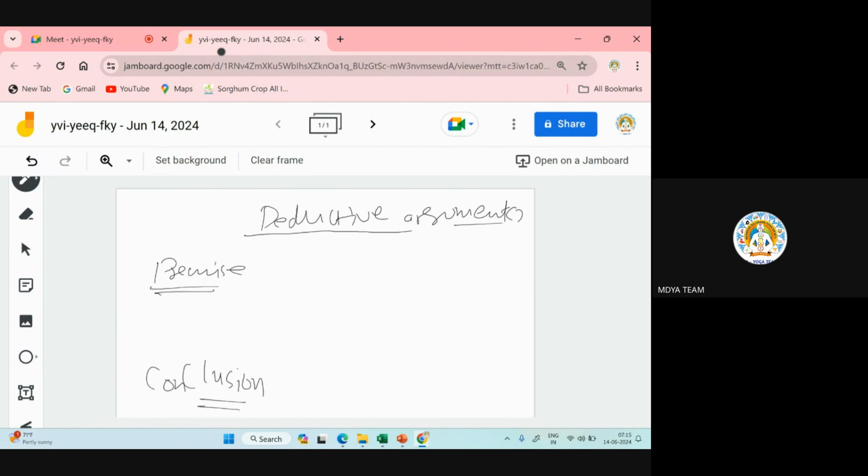So in a deductive argument, the premise will be a general statement or a fact. First, you will put a general statement or a fact, and then you will come to a particular scenario or particular case. Again, I am repeating: in the premise, you will give a general statement or a fact in order to prove the conclusion, which is a particular case.